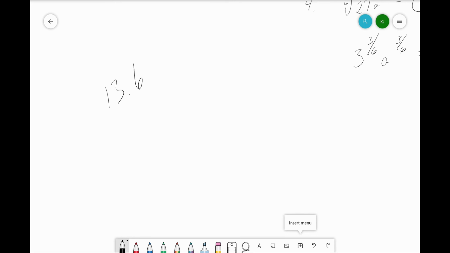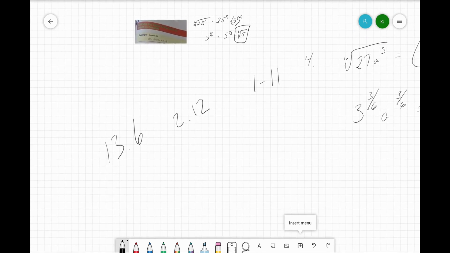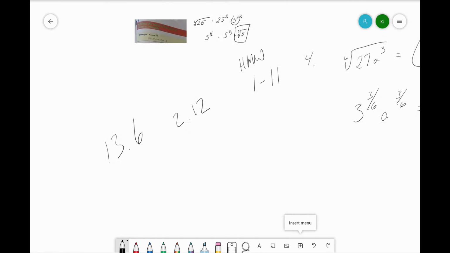Alright? So that's basically all you're doing for your classwork. Like I said, it's not that difficult, quite easy to do. So for 13.6, you have 2 through 12 for classwork and 1 through 11 for homework. For 13.7, you have 1 through 29 for classwork and 2 through 30 for homework.